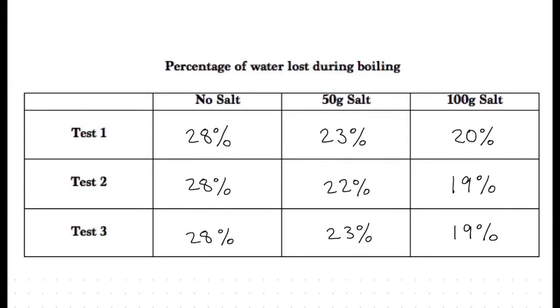We can see that as more salt is added, the percentage of water lost during boiling decreases. So therefore, the composition of the liquid changes the boiling point, which is the temperature where the liquids begin to turn into a gas. So we can conclude that different liquids have different boiling points, and therefore change states from liquid to gas at different rates.